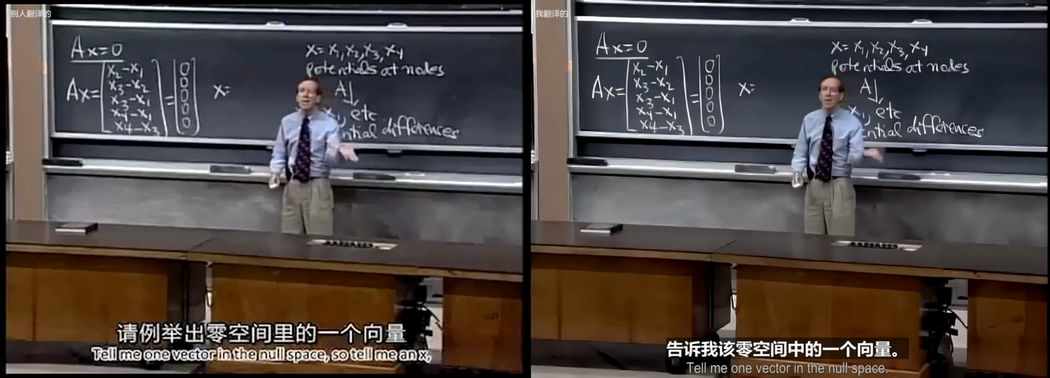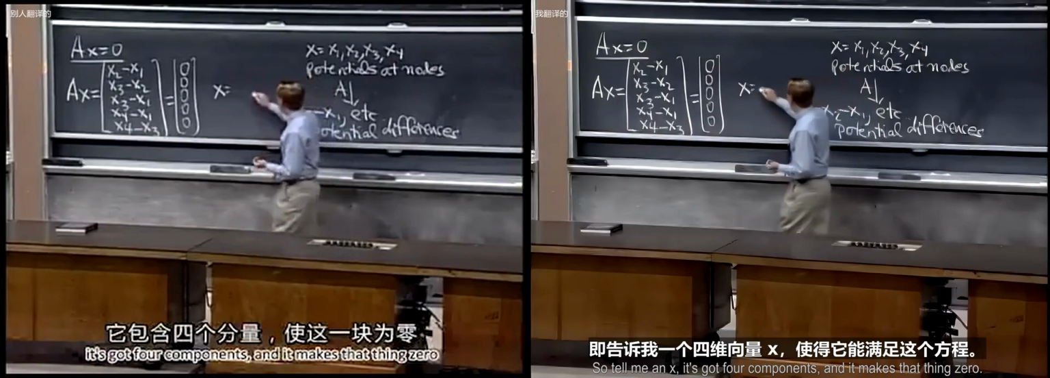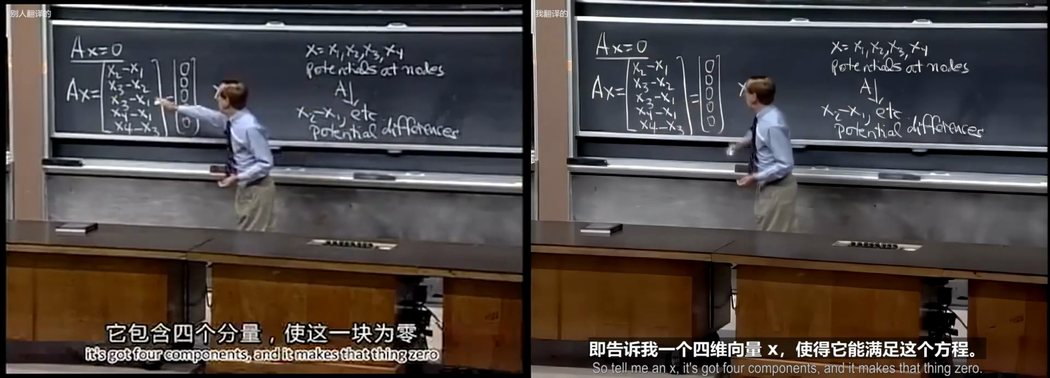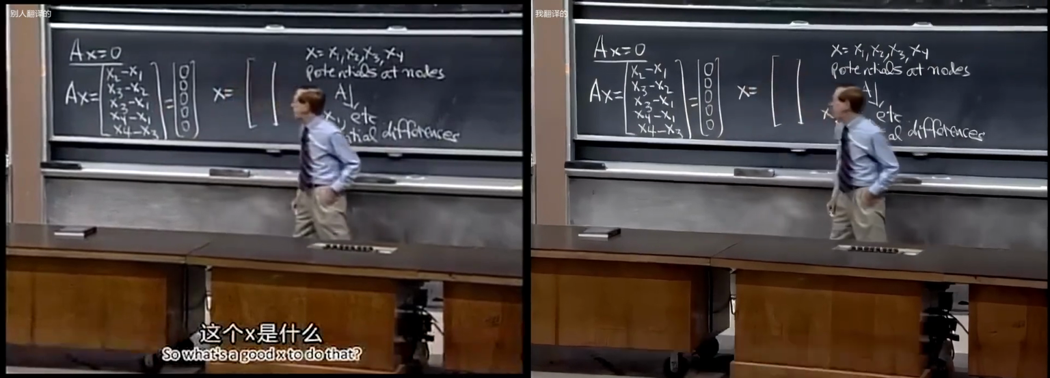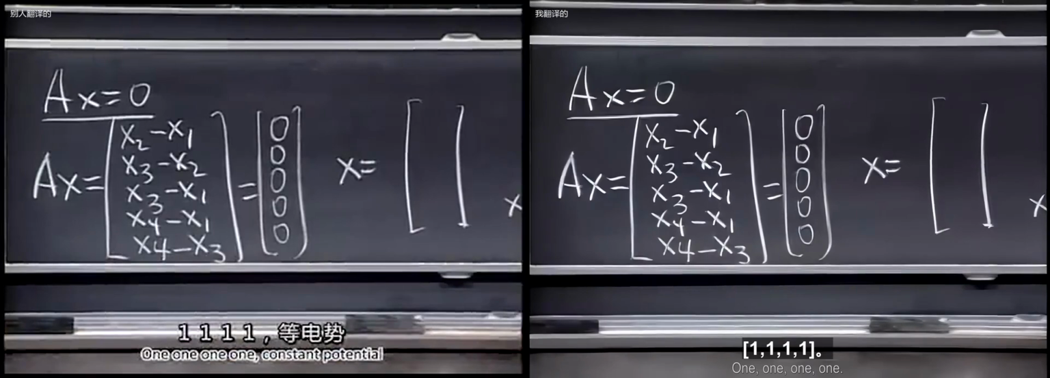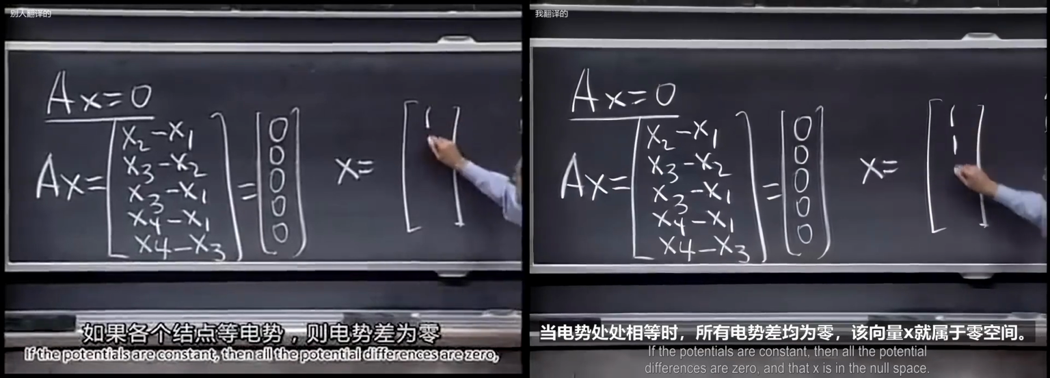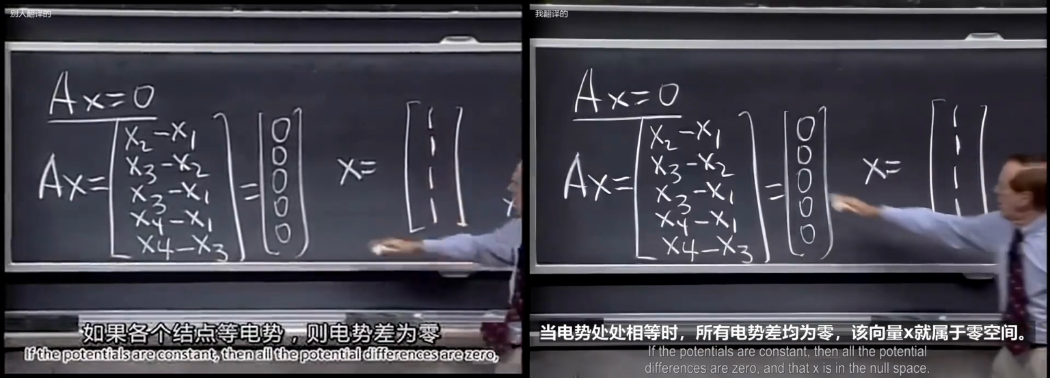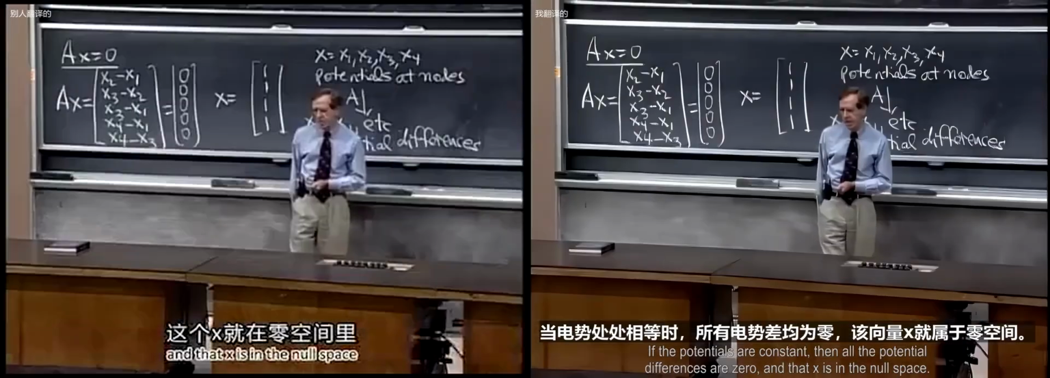Tell me one vector in the null space. So tell me an x. It's got 4 components, and it makes that thing 0. So what's a good x to do that? 1, 1, 1, 1. Constant potential. If the potentials are constant, then all the potential differences are 0, and that x is in the null space.